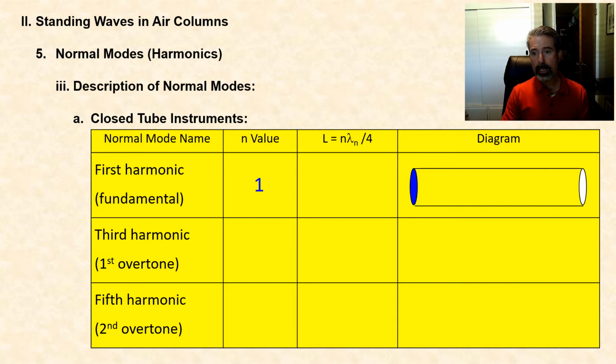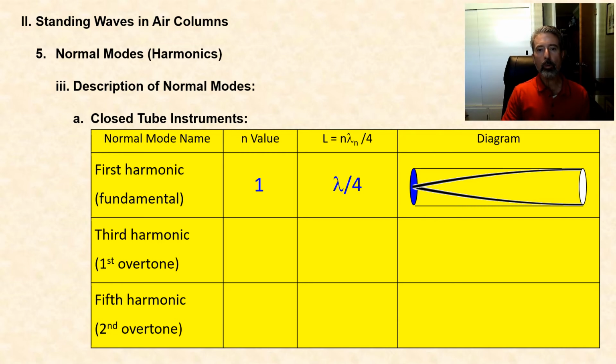Why? Well, as we said, the molecules at the open end are very free to move there. So we would expect an antinode there. When we look at the lowest frequency or longest wavelength standing wave that meets this criteria, where we have a node at the closed end and an antinode at the open end, we see that this corresponds to the case where the length of our tube is 1/4 of a wavelength.